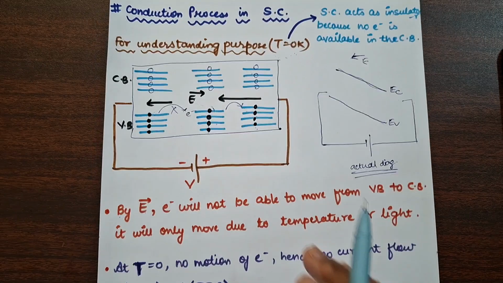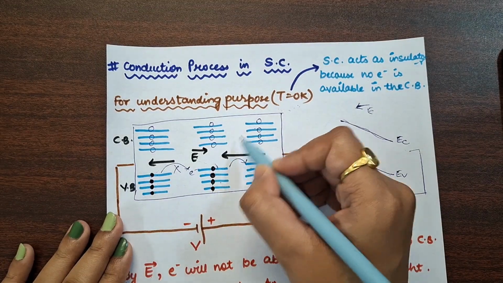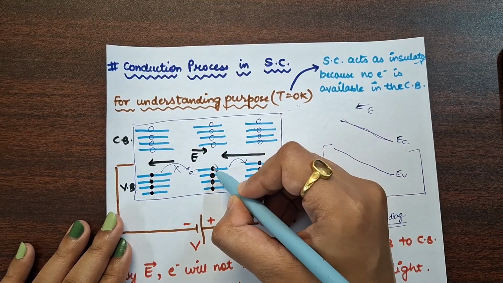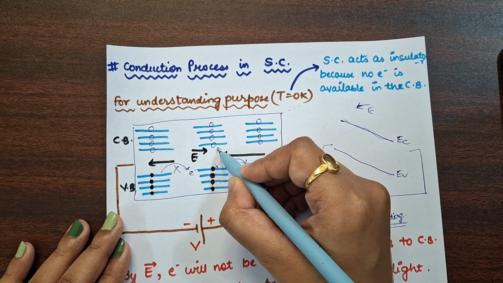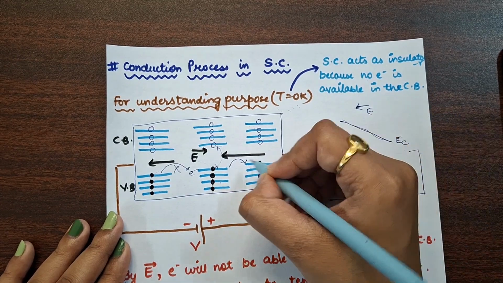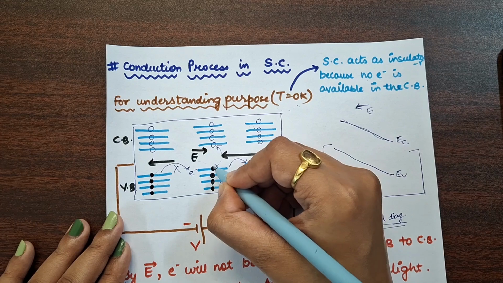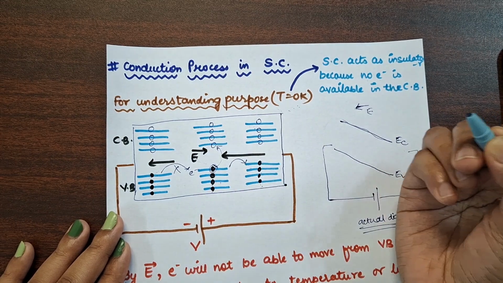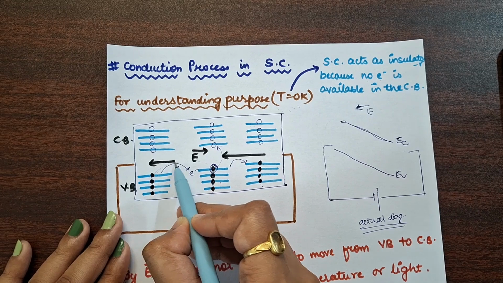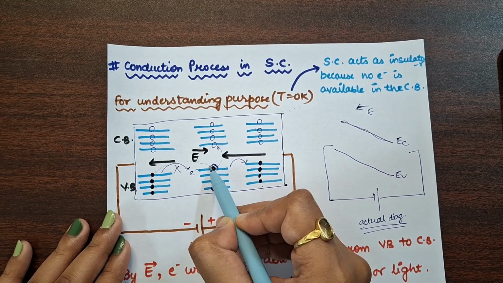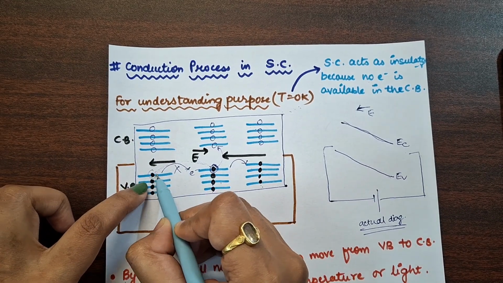Right? If we apply some amount of temperature to this semiconductor, what you will observe is that this electron will leave its place and it will move to the conduction band. And if there is a vacancy present, okay, here you will observe a hole. So this electron will move to this hole and here again a vacancy will be present.